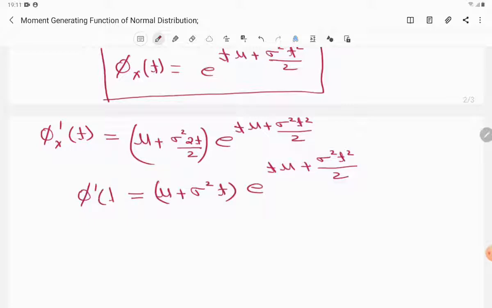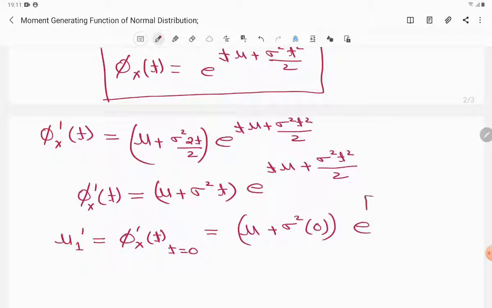And as we had discussed earlier, the raw moment, which we defined as mu1 dash, is nothing but the derivative of the moment generating function at t is equal to 0. So if I put t is equal to 0 in the above expression, that is mu plus sigma square into 0, and then you have e power 0 plus 0. So e power 0 will be 1, and this entire expression will be mu. That is the proof. And we had discussed earlier that the first raw moment is equal to the mean of the probability density function. That is discussed in one of the earlier videos.